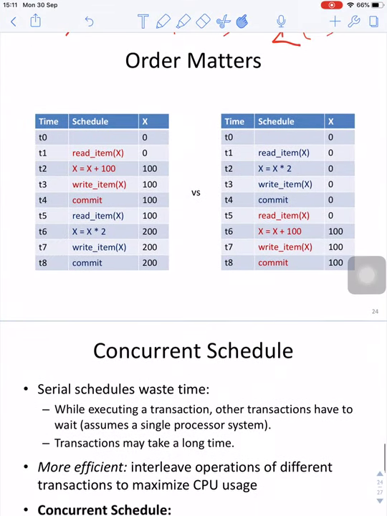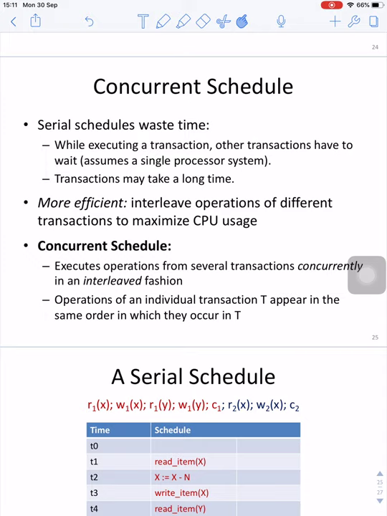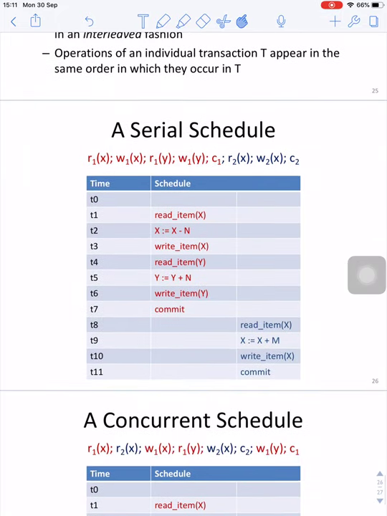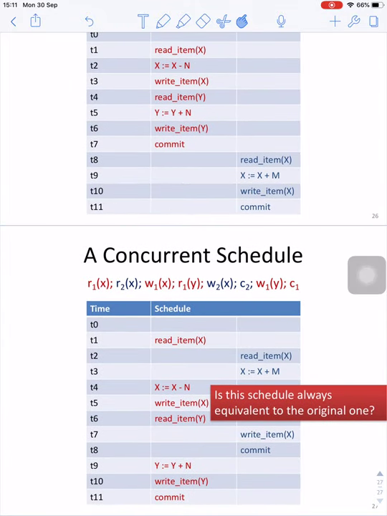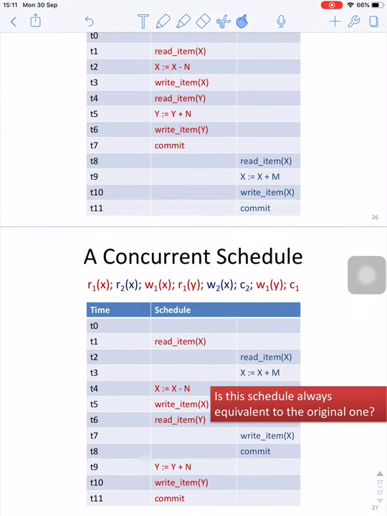We have, you know, the order is very important, and we have the concurrent schedule, which will waste some time and will cause some trouble. For example, this is the serial schedule: this is read, this is write in transaction one, and so forth. And this one is this and this and this, so it is not equivalent.